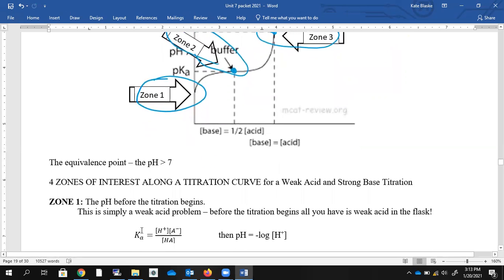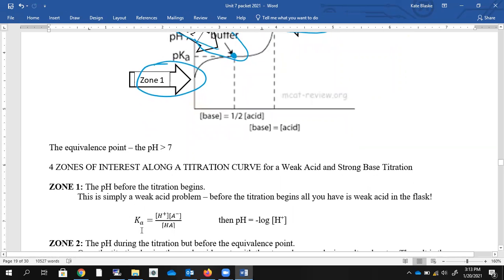So in zone 1, the pH right before our titration begins, all that is a weak acid. So we can always figure out the pH at the very beginning of the reaction just by doing a Ka expression. 100% of the solution in there is going to be that weak acid. We will know the Ka for that weak acid. We will know the concentration of that weak acid. We can then find the H plus and the pH at that point.